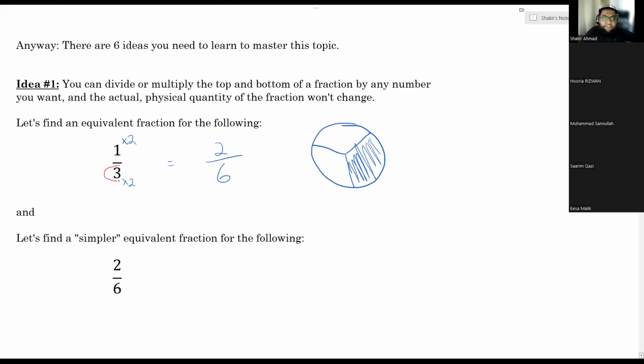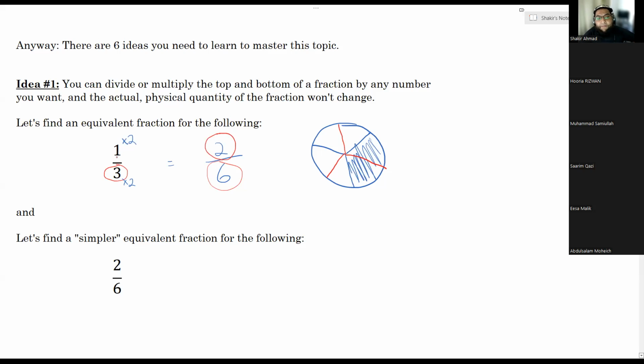So it was in thirds. And then she said, I'm going to multiply the total number of slices by 2. And she ended up having 6ths. So how much does Huria now have? She now has 2 slices out of 6. She has the same quantity as before. The actual fraction has not changed.